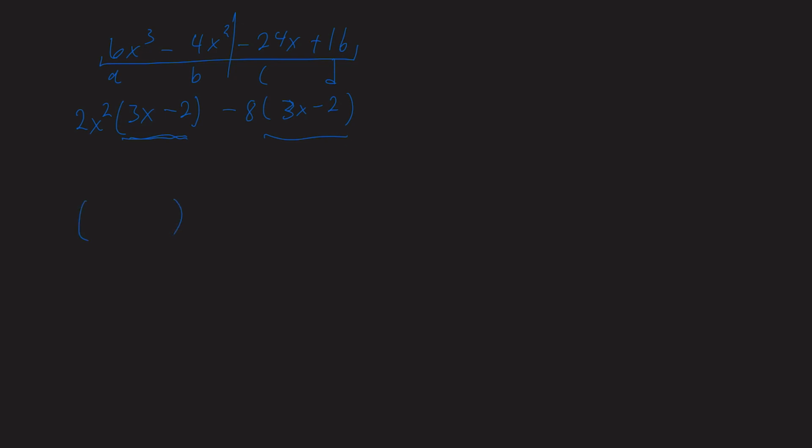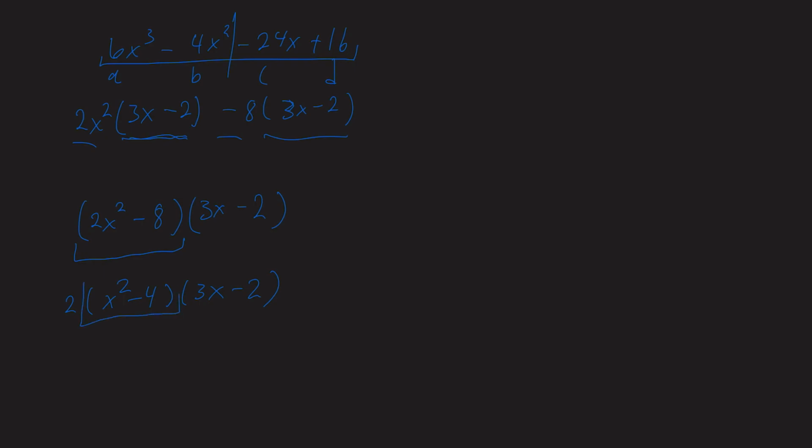I'm going to set up my two little parentheses right here. I'm going to put in the left side my coefficients, 2x squared minus 8, and the right side 3x minus 2. But note that we have not yet factored completely. I can still pull a greatest common factor out of this guy. So I can rewrite it as 2 times x squared minus 4 times 3x minus 2. But I still haven't factored completely.